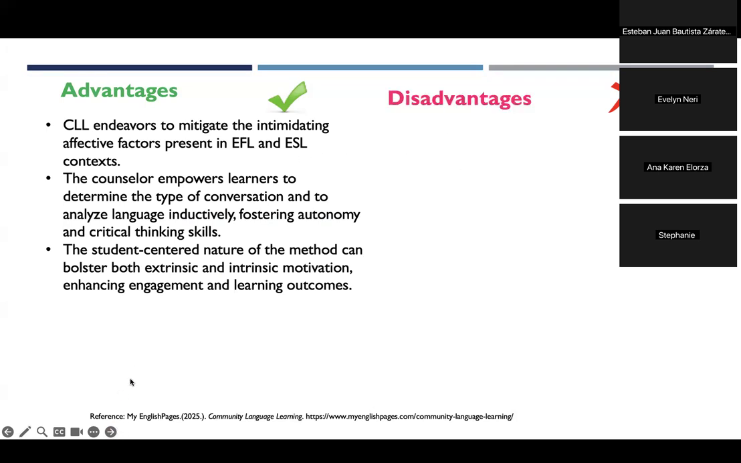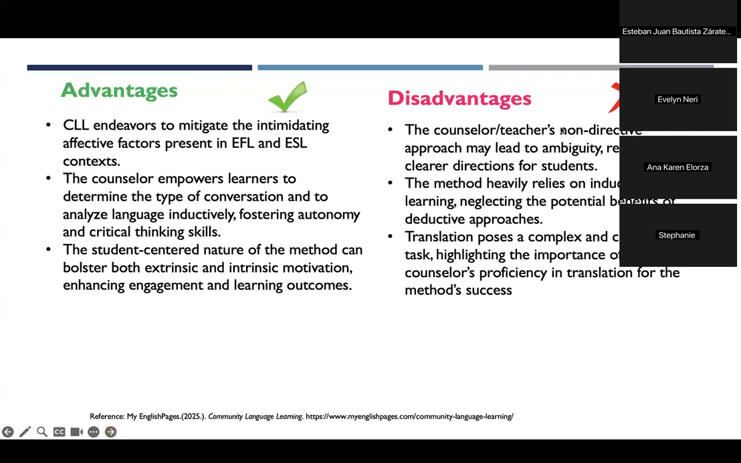But it also has some disadvantages. The counselor-teacher's non-directive approach may lead to ambiguity. Why? As I mentioned at the beginning, some students are not used to having that freedom of choosing the topic they want to talk about. They most of the time follow a textbook, and that's okay, no? Only following a textbook, but now having that opportunity to freely select the topics, it may be shocking for some students. And obviously, the method heavily relies on inductive learning.